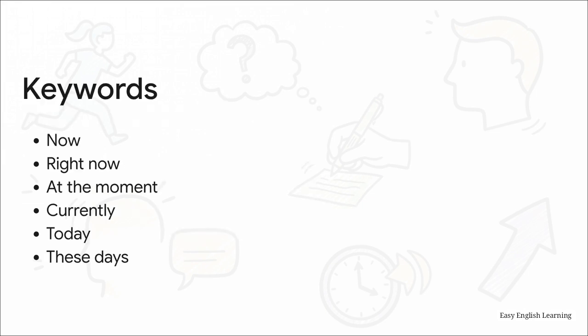To help you spot exactly when to use this tense, English provides us with some incredibly handy keywords. Think of these as little flashing beacons inside a sentence. If you hear or if you want to use words like now, right now, at the moment, currently, today, or these days, well, it's a massive clue that the present continuous is the exact tense you're looking for. They just naturally signal an ongoing or a temporary state of affairs.